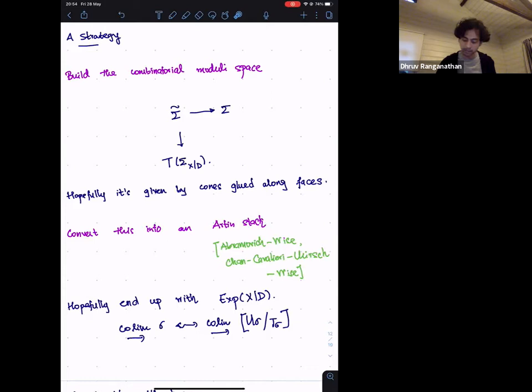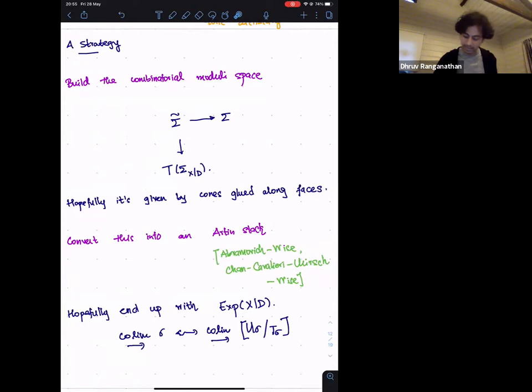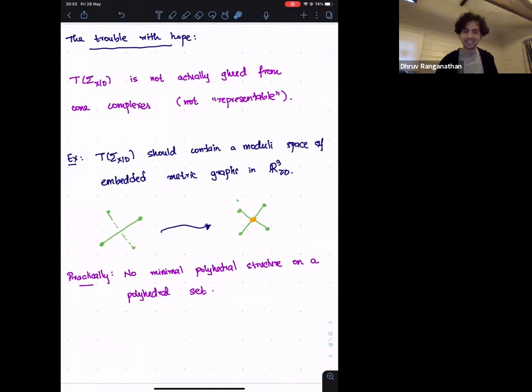So that's the strategy. You just try and build this thing, and you hope it's given in this way, and then that's it. You're home and dry, and maybe that's X. And there's only one problem with this, which is that this is just not true. So this is just a false statement.